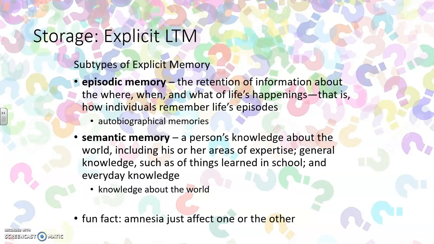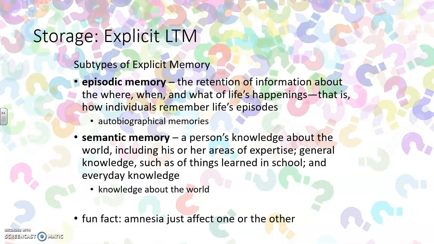Some of the subtypes of explicit memory are episodic memory, and those are just memories that you could play back like an episode. You remember where you were, when you were there, what you were there for. So if it's something really important, like if you got your Eagle Scout badge, or the moment where you found out you were going to be president.